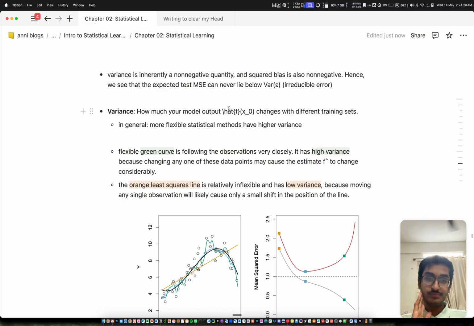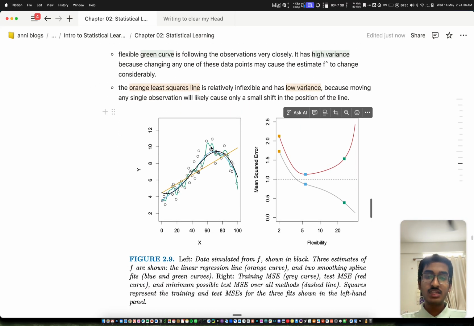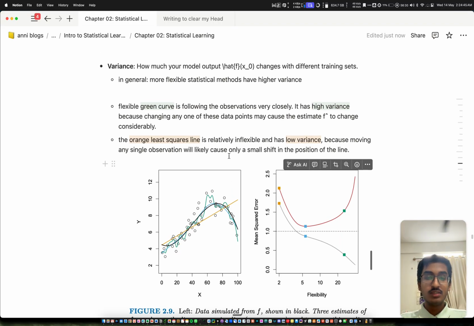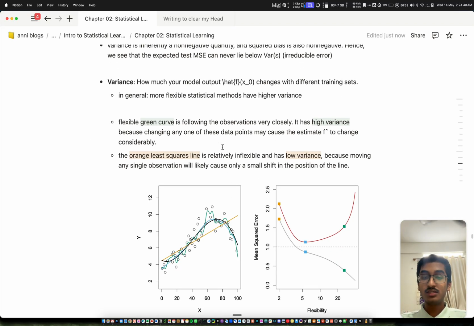So in general, more flexible statistical methods have higher variance. Why? Because if I change a single point, like if I move this point there, my green method is going to try and cover that point as well, because it's highly flexible. But inflexible methods aren't really susceptible to variance, because moving a single observation is not going to cause a very big shift in the position of the line, and therefore not a very big shift in its test MSE, which leads to low variance. I hope this makes sense.